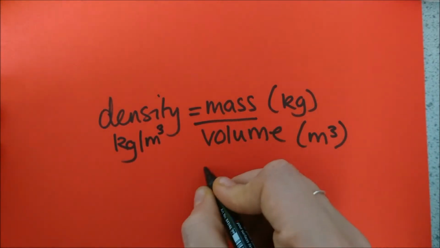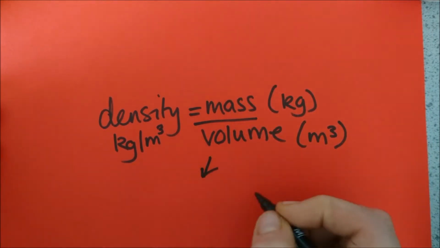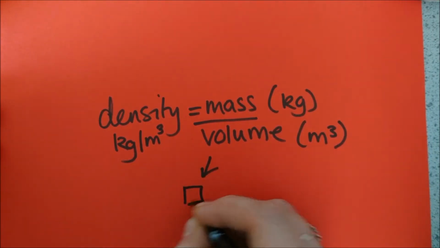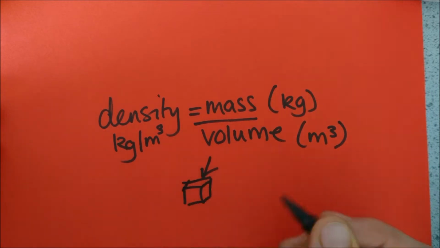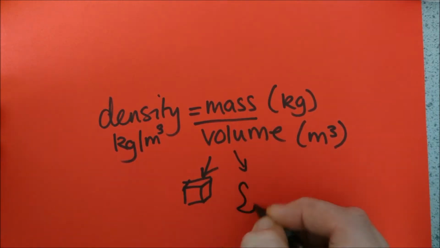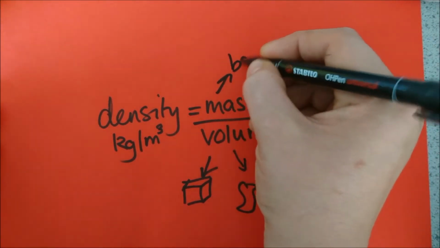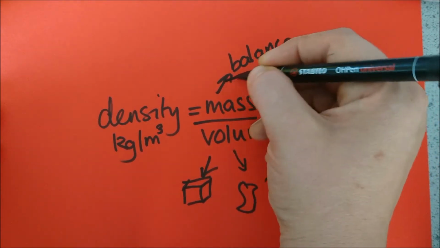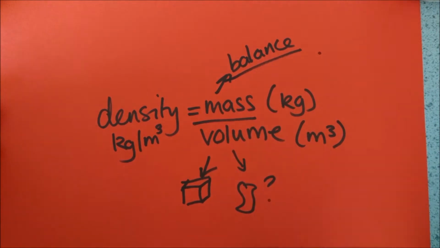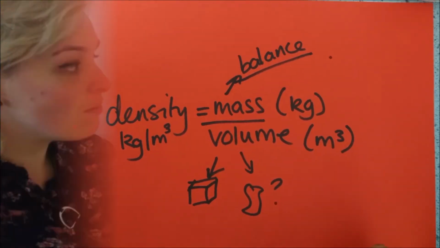metres cubed. Now, volume: if you have a regular shape, you would do length times breadth times width. However, if it's an irregular shape, we're going to have to use a slightly different method. Mass, we're going to use a balance, which is a nice scientific fancy word for scales, to work out mass. And that's it. That's what you've got to know.